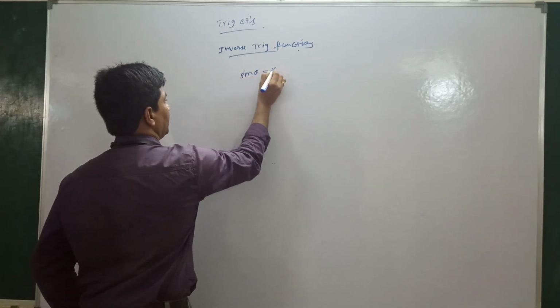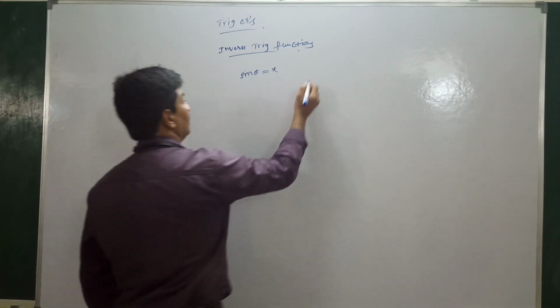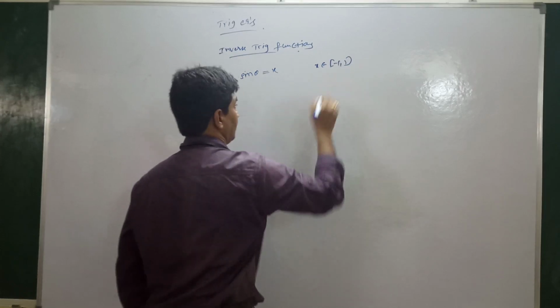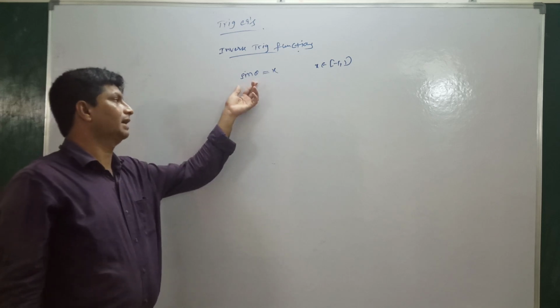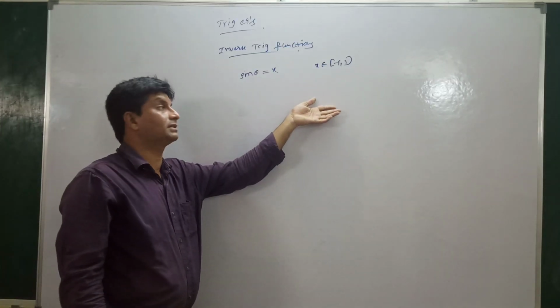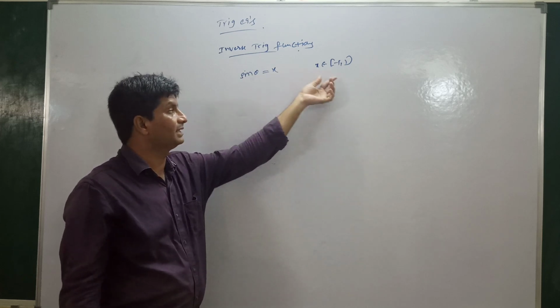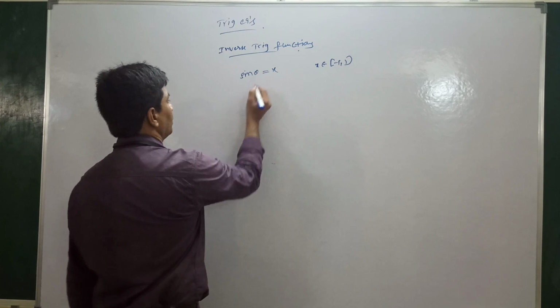If sin theta equals x, we know that x belongs to the closed interval [-1, 1]. That means we know the range of sin theta: the minimum value of sin theta is -1 and the maximum value is 1. So since we have taken sin theta equal to x, the value of x is always in the closed interval [-1, 1]. Then how can we get theta?